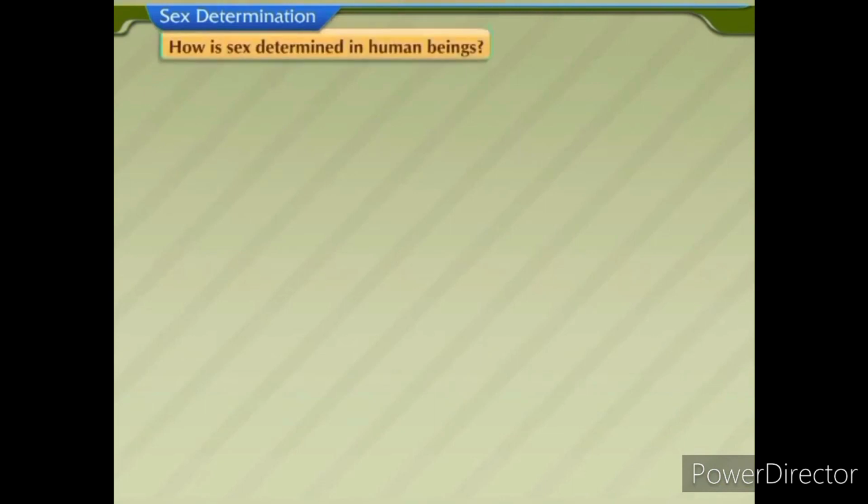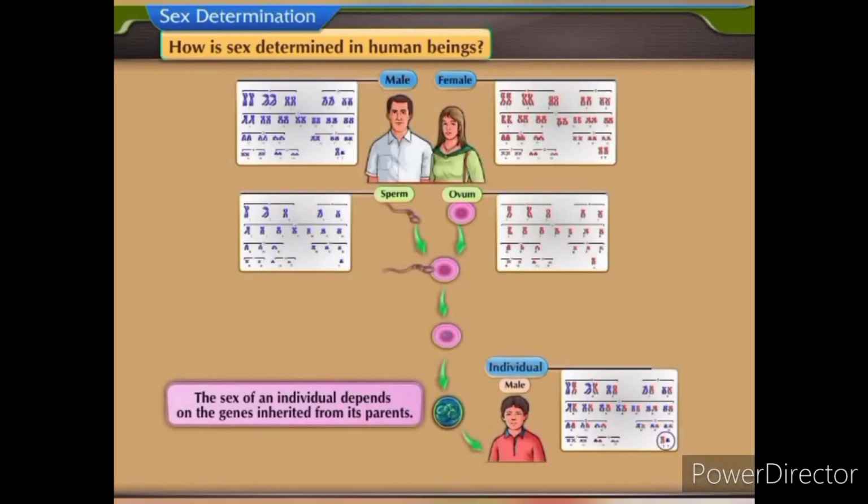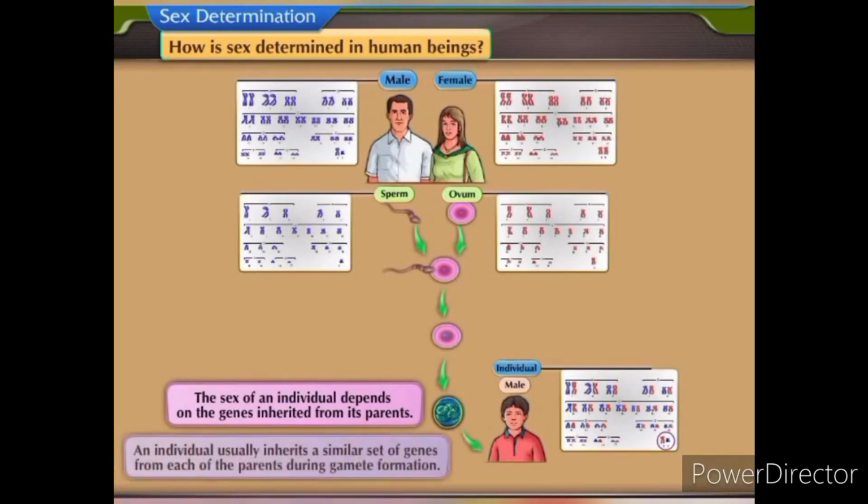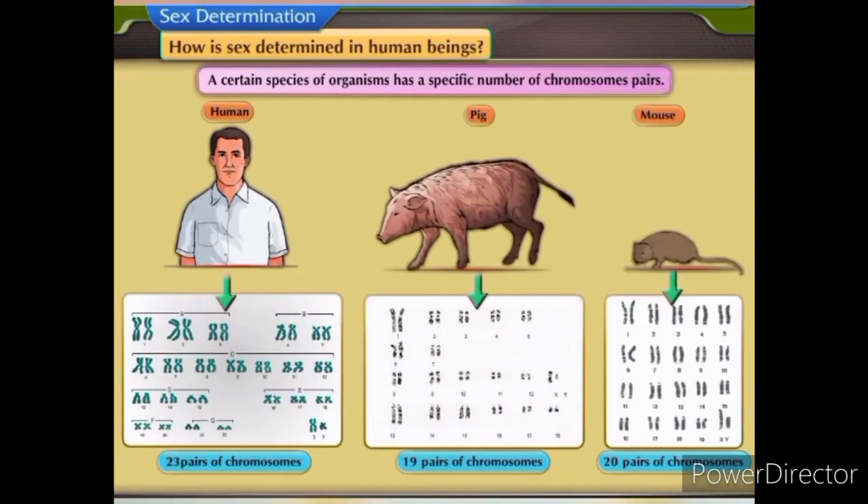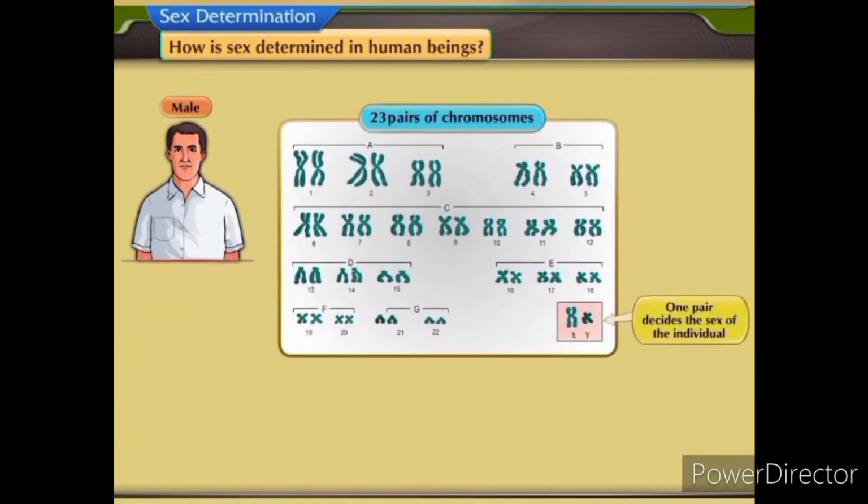How is sex determined in human beings? The sex of an individual depends on the genes inherited from its parents. An individual usually inherits a similar set of genes from each of the parents during gamete formation. A certain species of organisms has a specific number of chromosome pairs. Out of these pairs, one pair decides the sex of the individual. This pair of chromosomes is referred to as sex chromosomes.